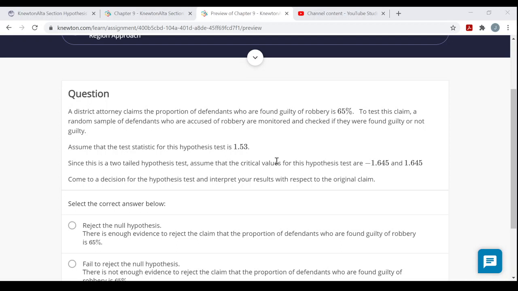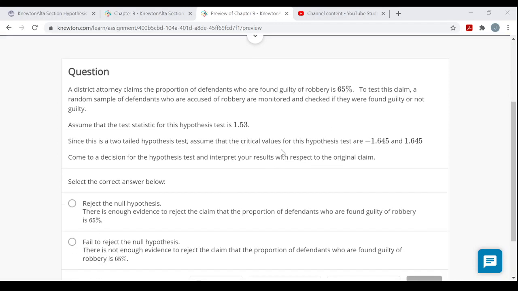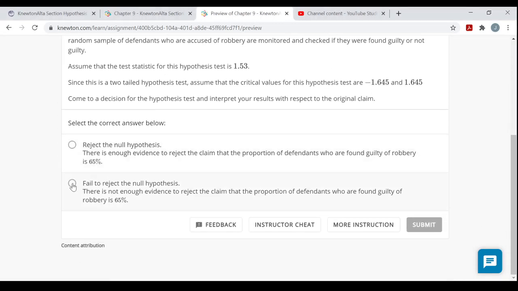All right. So notice the test statistic is between the two critical values. 1.53 is between negative 1.645 and positive 1.645. So our test statistic is not in a rejection region. To be in a rejection region, you have to be 1.645 or greater, or negative 1.645 or less. But this 1.53 is between. So because my test statistic is not in a rejection region, we are not going to reject the null hypothesis.